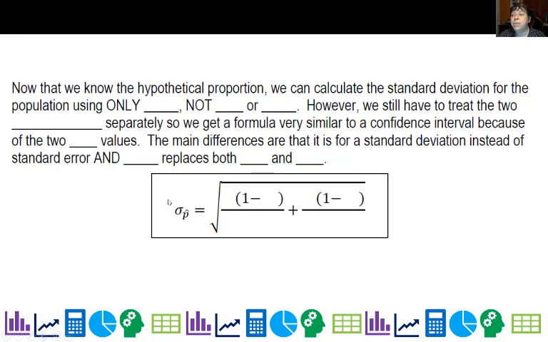All right, so now that we know the hypothetical proportion, we can calculate the standard deviation using only p hat, not P1 or P2. Now we still have to treat the two samples separately, so we're going to have a formula very similar to what we used for the confidence intervals, basically with the two n values. The main differences are that it's for standard deviation instead of standard error, which I've signified by writing sigma p hat, and p hat replaces both P1 and P2. So if I put them in there, it looks a lot like our other one, but remember you're putting a pooled proportion in here.